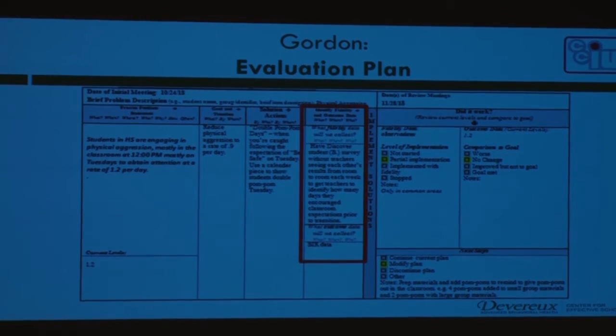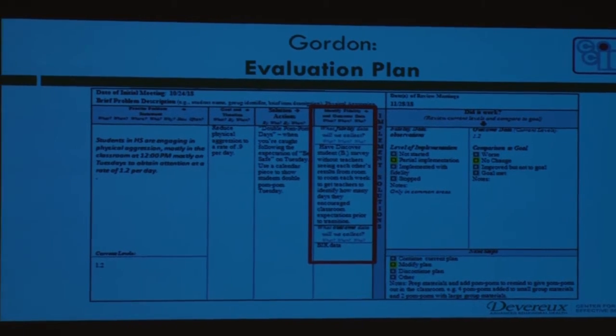So our plan for fidelity goes onto our sheet. It's indicated how we're going to check to make sure that we have done our plan the way we said we were going to do our plan. So in this case, we decided that we would have the Discover student that comes and volunteers at our school walk around with the survey for the teachers, and without seeing each other's answers, that student would go room to room to get teachers to identify how many days they had encouraged the classroom expectations prior to these transitions that were occurring on Tuesdays.